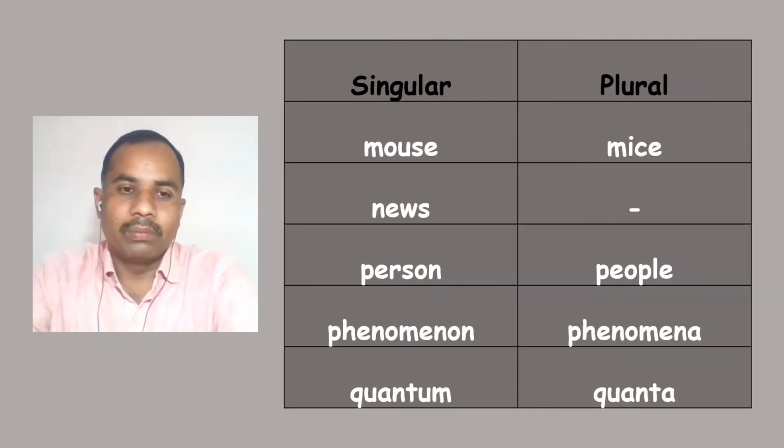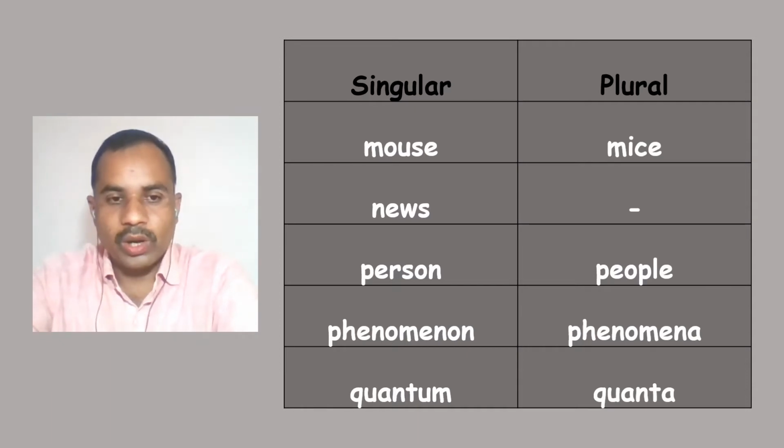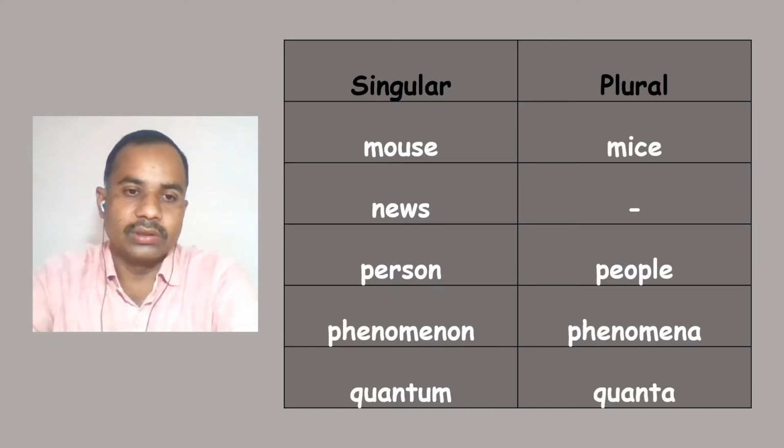Next we have mouse and mice, again an internal vowel change. Then again we have news. News is always used as a singular and not a plural, so keep that in mind. Then we have person, people. So why not persons? In an archaic context you can even use persons, but nowadays person is always turned into people in the plural form.